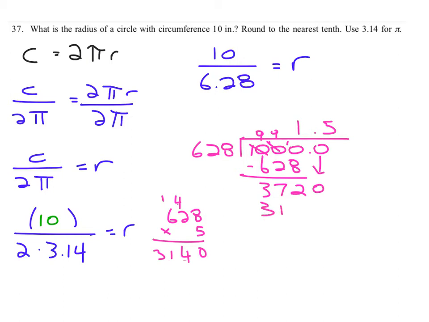5 times is 3140. So we subtract, we say 0, borrow from here, that's a 6, and that's 12. 8, 5, annex another 0.